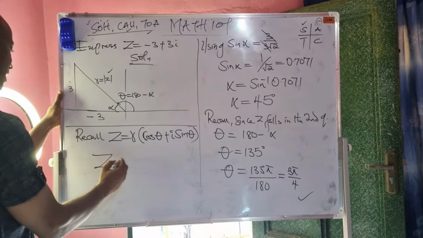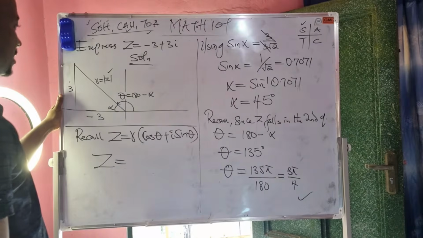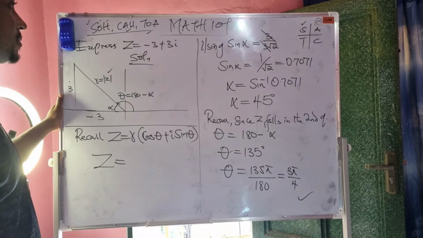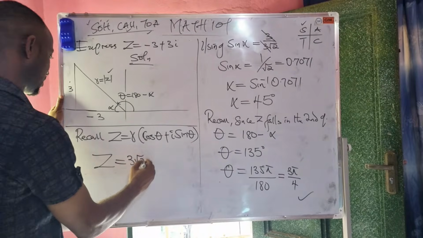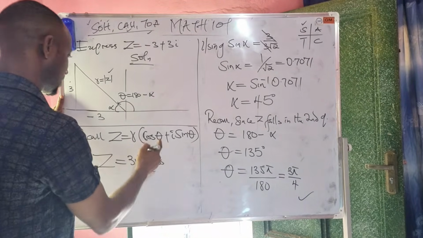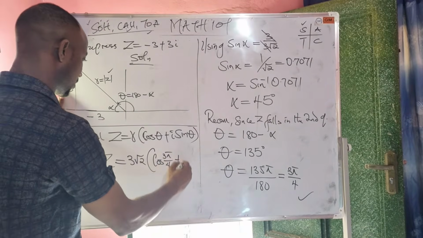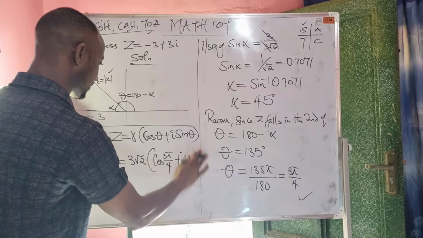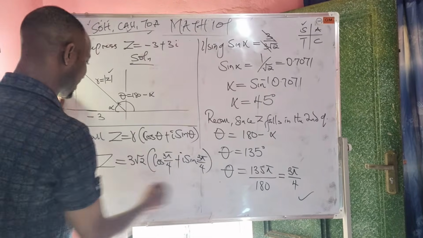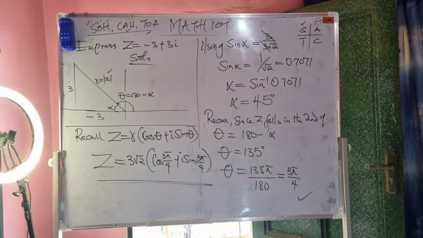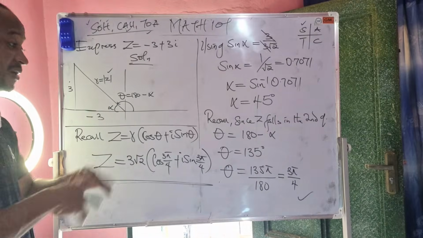So that means our Z becomes, our value of r we solved is about 3 root 2, in brackets we have cos of our theta, 3π over 4, plus i sin 3π over 4. Final answer. Are you seeing how simple this can be? This is how it is.